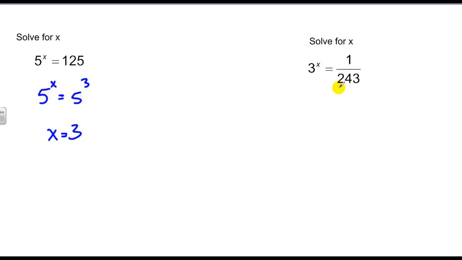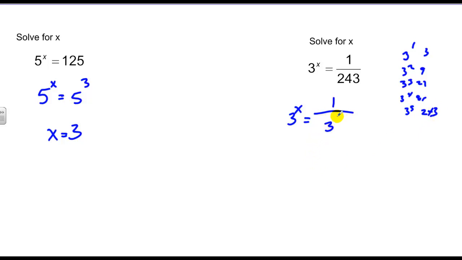In this case, we have a fraction, and typically when we have fractions, we're talking about negative exponents. So I have 3 to the x is equal to 1 over, well, 243 has got to be 3 to some power. So let's think about what that is. I've got 3 to the first, 3 to the second, 3 to the third, 3 to the fourth. I know this is 3, 9, 27, 81. 3 to the fifth is 243. So that's equal to 1 over 3 to the fifth.